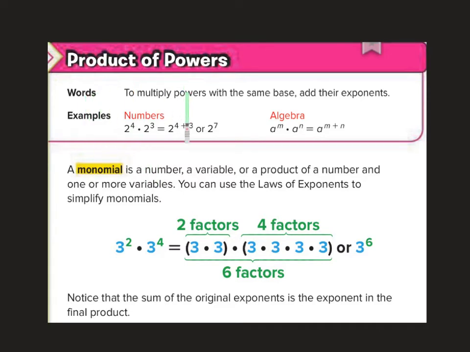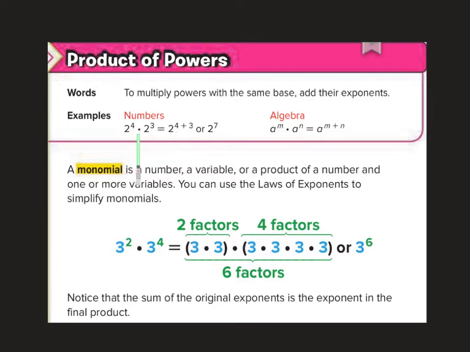We're starting out with product of powers, and what product of powers means is to multiply powers with the same base, you have to add their exponents. So this is just the kind of operation we use when we've got exponents with our bases. In this case, we've got 2 to the 4th times 2 to the 3rd. The way we evaluate these types of problems is we take our exponents, and since we're multiplying, we add them up.